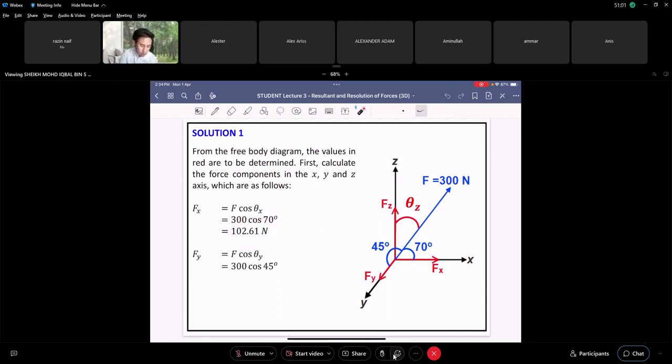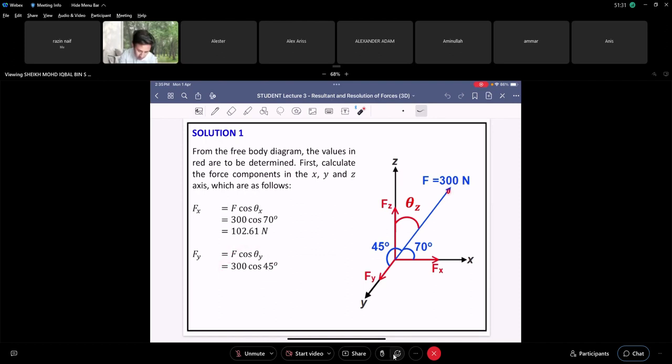Next, we go to the second vector, second force, which is Fy, right? If we make it into a triangle there, something like this, we can calculate Fy using cos as well, because adjacent over hypotenuse, all right? And the angle is already given, 45 degree, so we can solve this one as well, right?